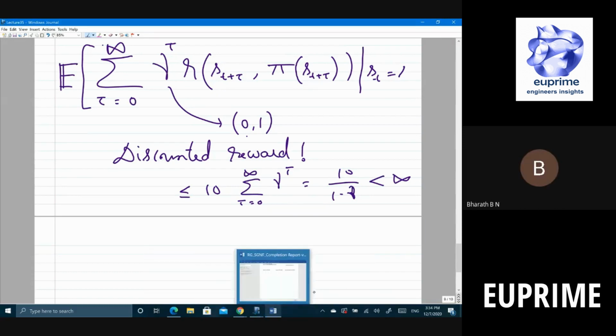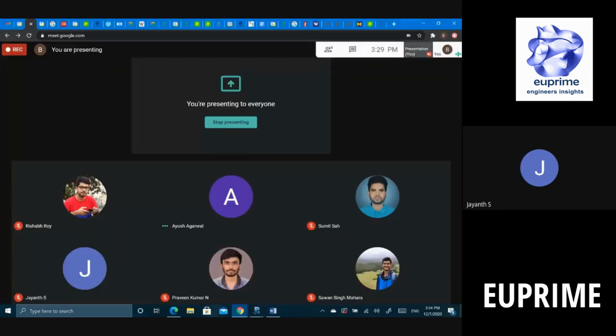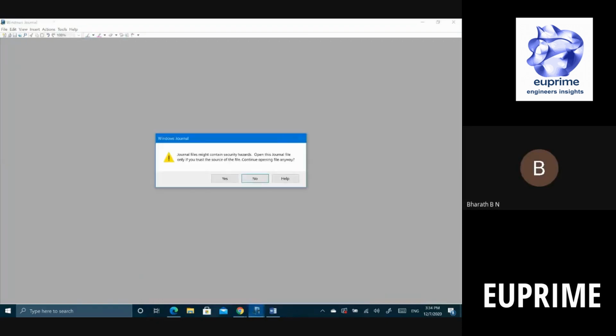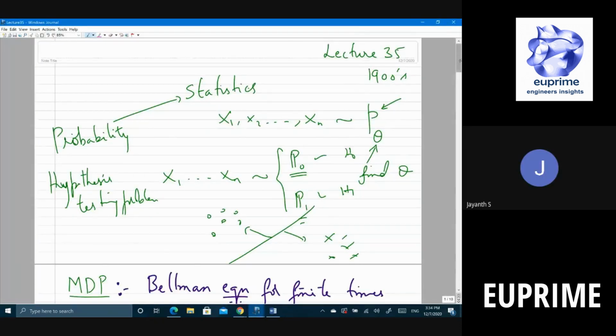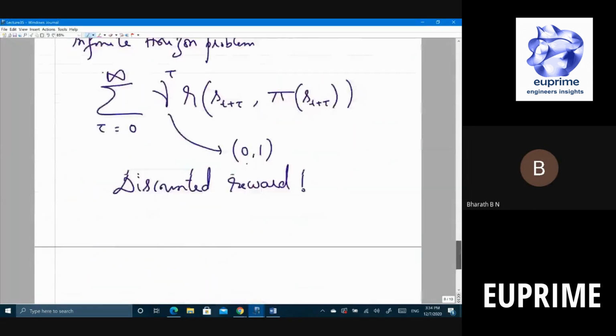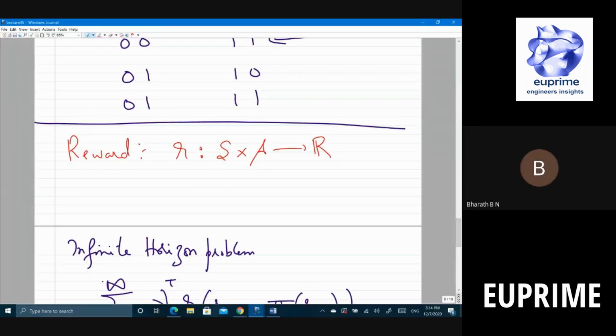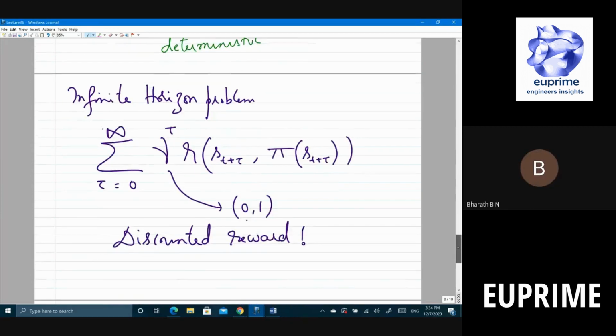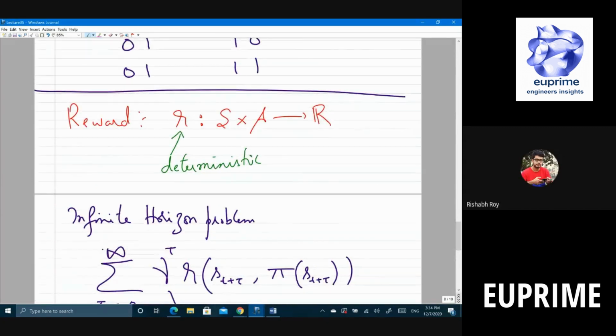Sir, the reward that you defined above, how is that random? Which mapping? R. Okay, so whatever I have shown is perhaps a deterministic reward. So it's a deterministic reward. What I'm saying is, you give a state and an action, you know the reward.